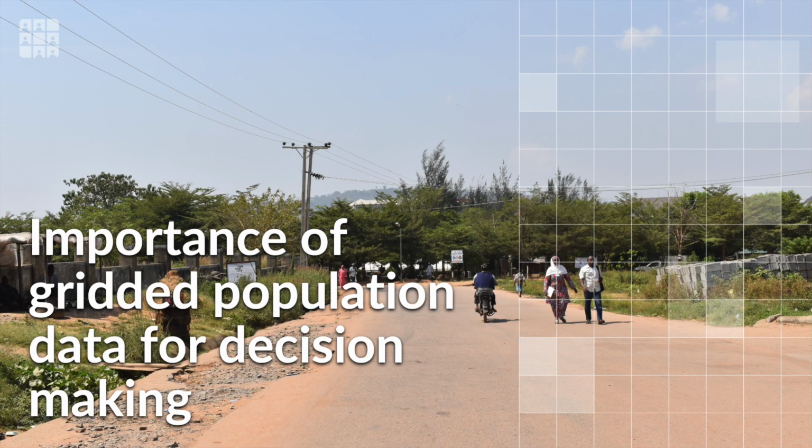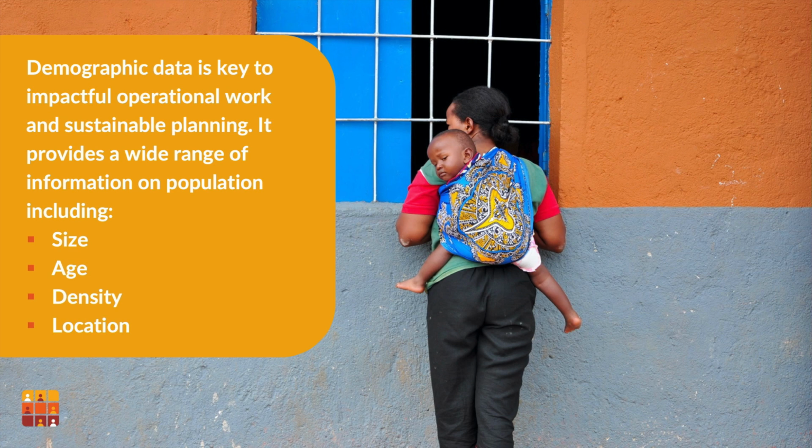Let's start with the importance of gridded population data for decision-making. Demographic data is key to every decision that governments, planners, and humanitarian and development agencies make. Thus, reliable demographic data is essential for impactful operational work and sustainable planning. Demographic data includes a range of information, including the size, age, density, and location of the population. This data helps government and society to best respond to the population's needs and to monitor changes in population numbers and characteristics. Outdated or incomplete data can hinder policy or program effectiveness.